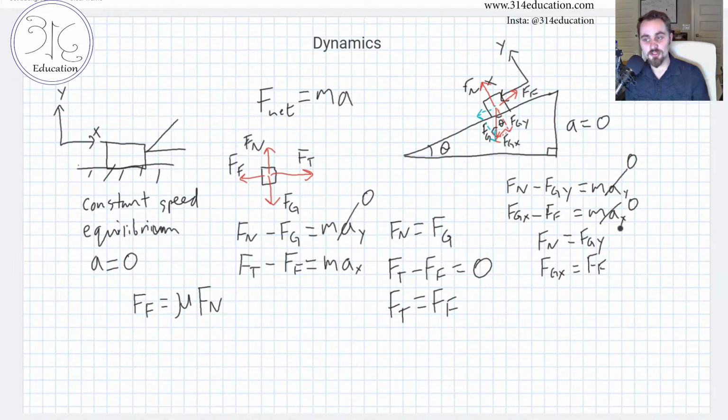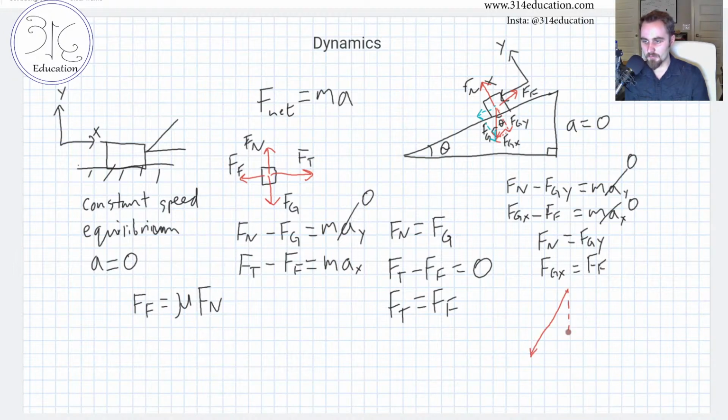Now we can get this Fgy and Fgx in terms that we can work with better using our trigonometry. So I'm going to take this little red triangle we've got down here, and I'm going to draw it again at the bottom here, but I'm going to set it on its side here, so it's a little bit easier to work with.